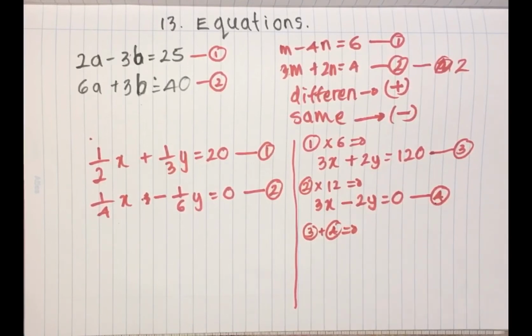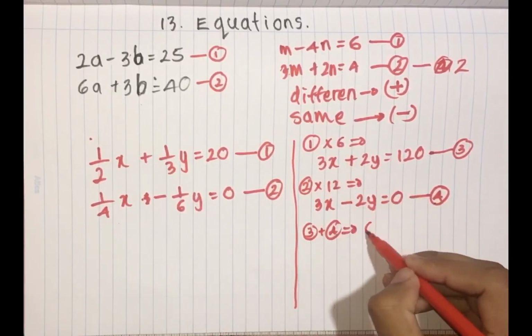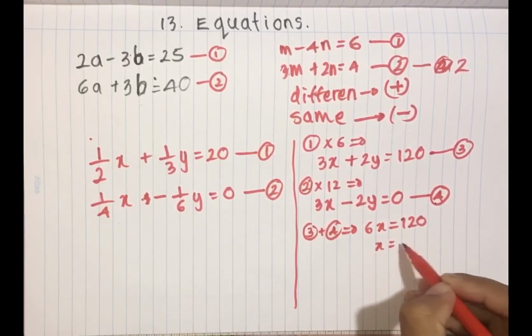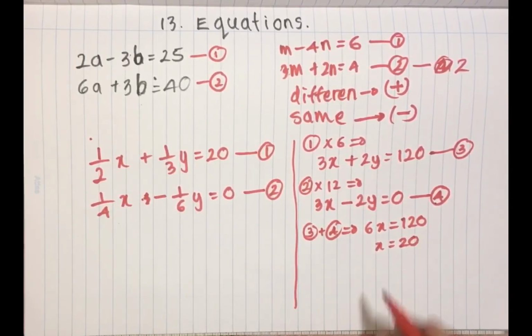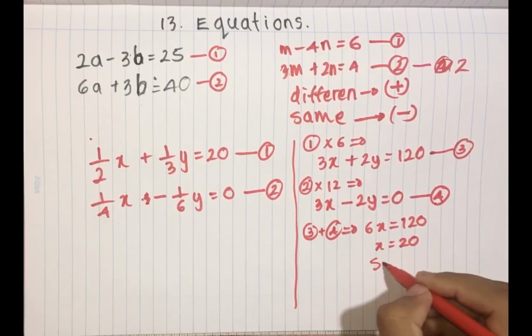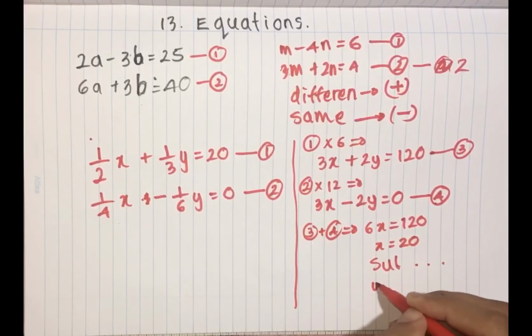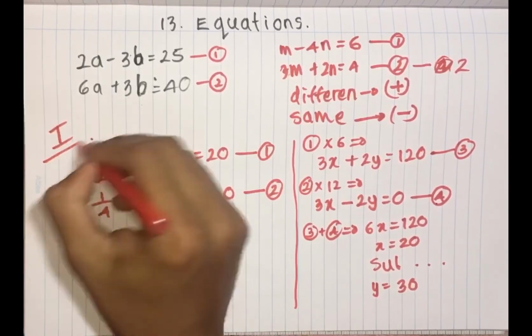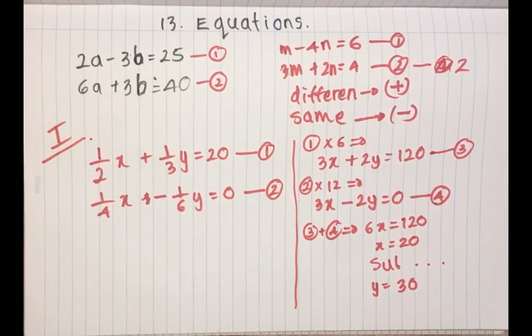You can solve. If you add both, altogether you are going to get 6x is equal to 120, x is equal to 20. Then you can take any equation and substitute the value of x, and finally you will get y is equal to 30. Is that clear? This is one method. I'll call it method 1, that is by eradicating the denominator.